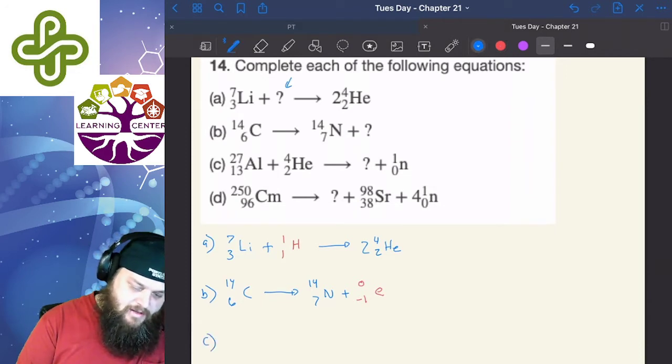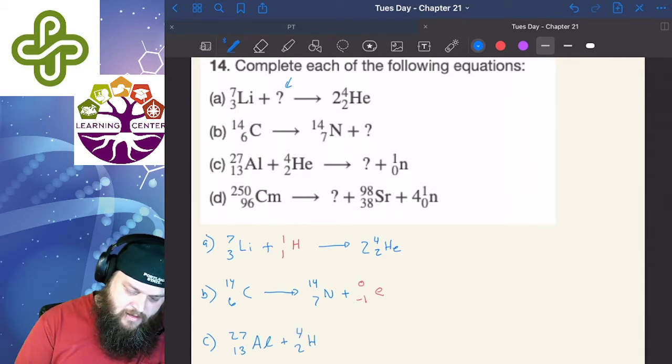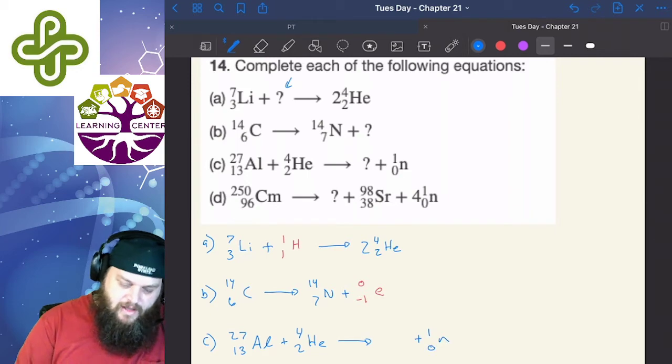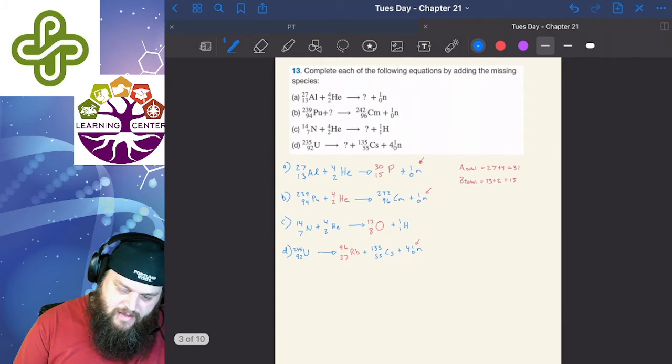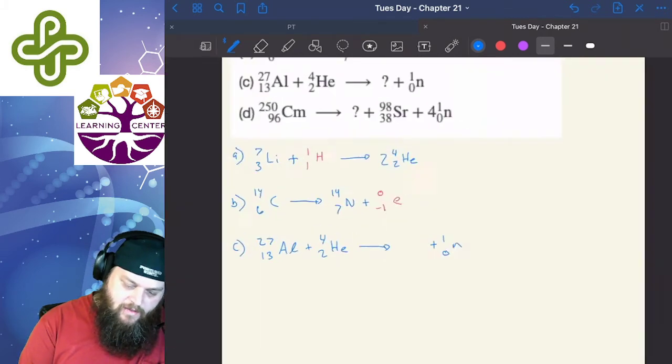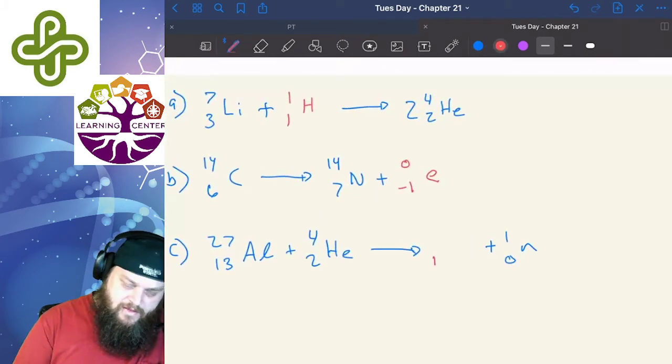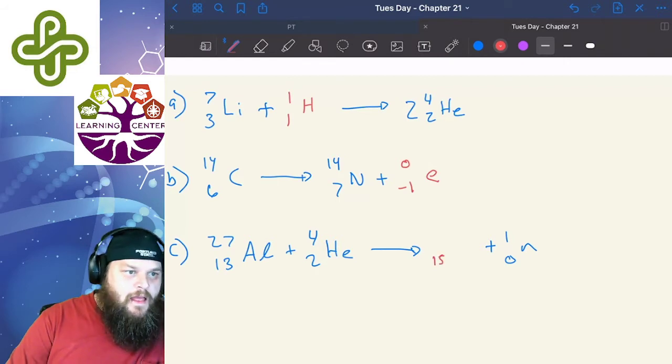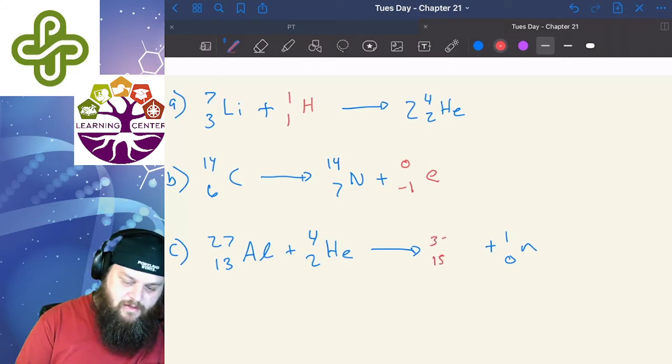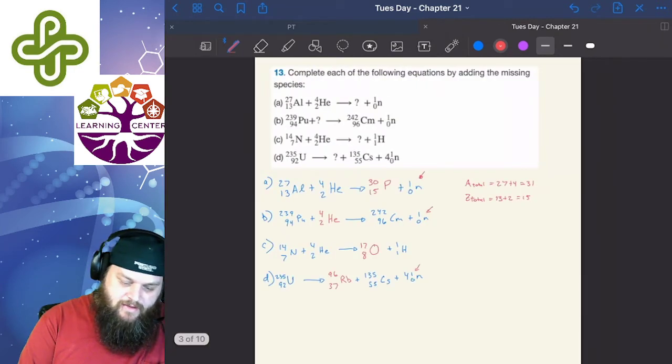Part C, 27,13 aluminum again, plus an alpha particle. This is looking pretty familiar. It's going to produce 10N. We're just adding up these numbers. We have 15 here. And we kind of did the exact same thing for part A over there, didn't we? So we know this has got to be a 15. And this has to be a 30. And that's got to be a phosphorus. Just because, well, we did it right here.